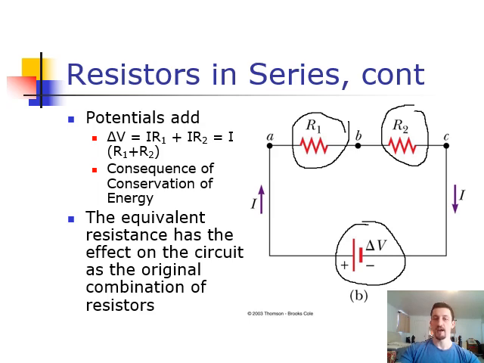And then if we look at our third form of this formula, I times parentheses R1 plus R2, we can start talking about something called equivalent resistance. The equivalent resistance has the same effect on the circuit as the original combination of resistors. What this means is we know what effect these two resistors here have on the circuit. If you took these out and replaced them with one resistor with the equivalent resistance, which would be R1 plus R2, you'd have basically the same circuit. So the circuit would have all the same effects on it.